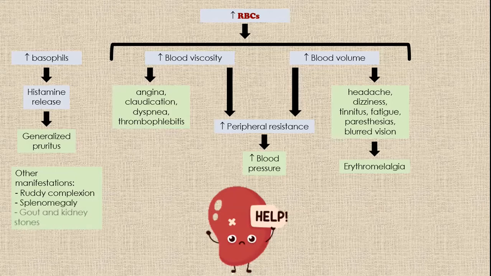Gout and kidney stones also occur as there is increase in blood viscosity and volume. The kidneys would have a hard time filtering blood and eliminating uric acid. Elevated uric acid could then result in gout and renal stone formation.